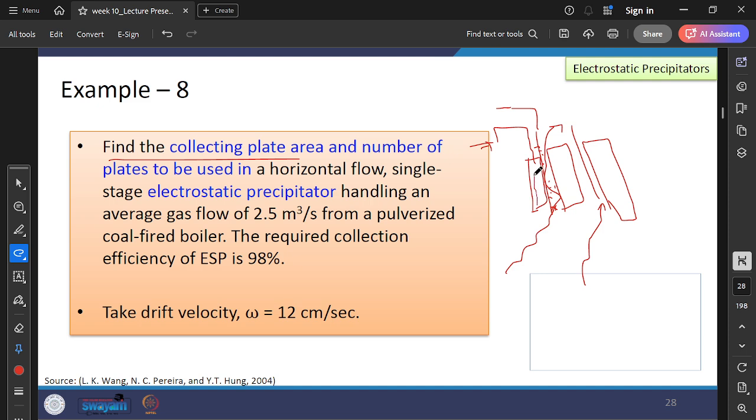We have the surface area. This is the area collecting. This is the area collecting. The backside of this is another area collecting. So they are asking to find the collecting plate area and the number of plates to be used. So they ask the number of plates and the plate area.